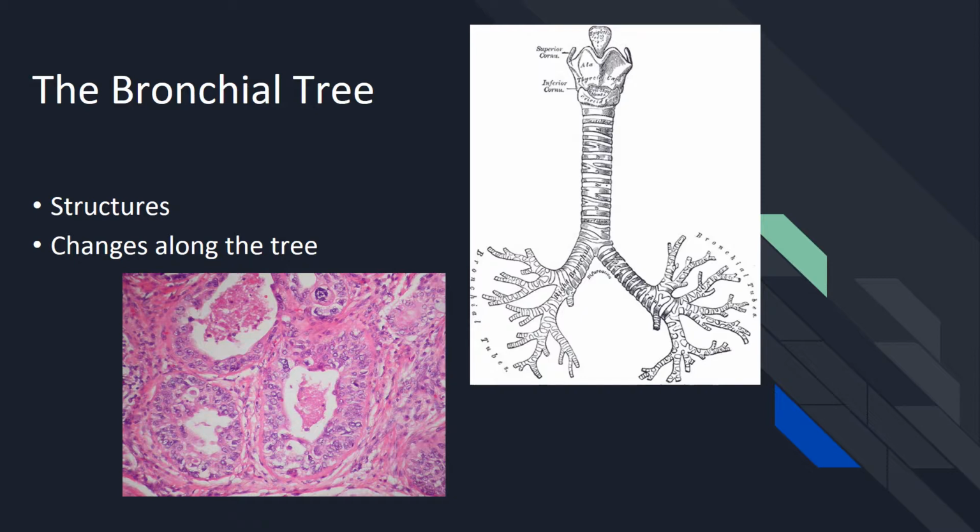The alveolar pores are passageways between the alveoli, and alveolar macrophages, or dust cells, keep trapping dust in your lungs so you don't get sick. Changes along the bronchial tree include decreased cartilage, the epithelium gets thinner, and smooth muscle increases.